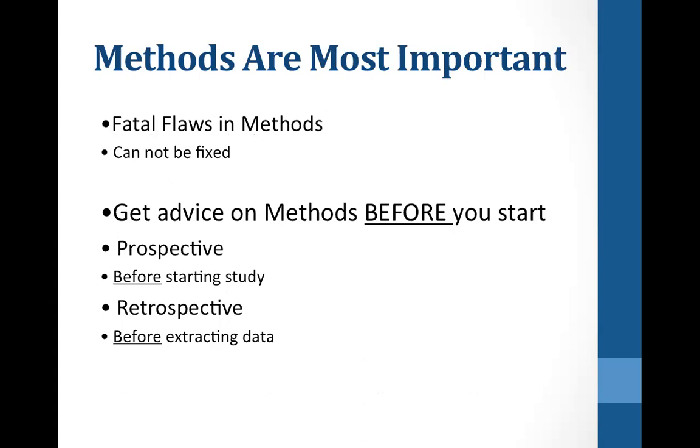Methods is one of the most important sections of the paper. An error in the methods can be fatal and cannot be fixed. It's important to get advice on methods before you start. If the study is prospective, that means before starting the study, or if retrospective, before extracting data.